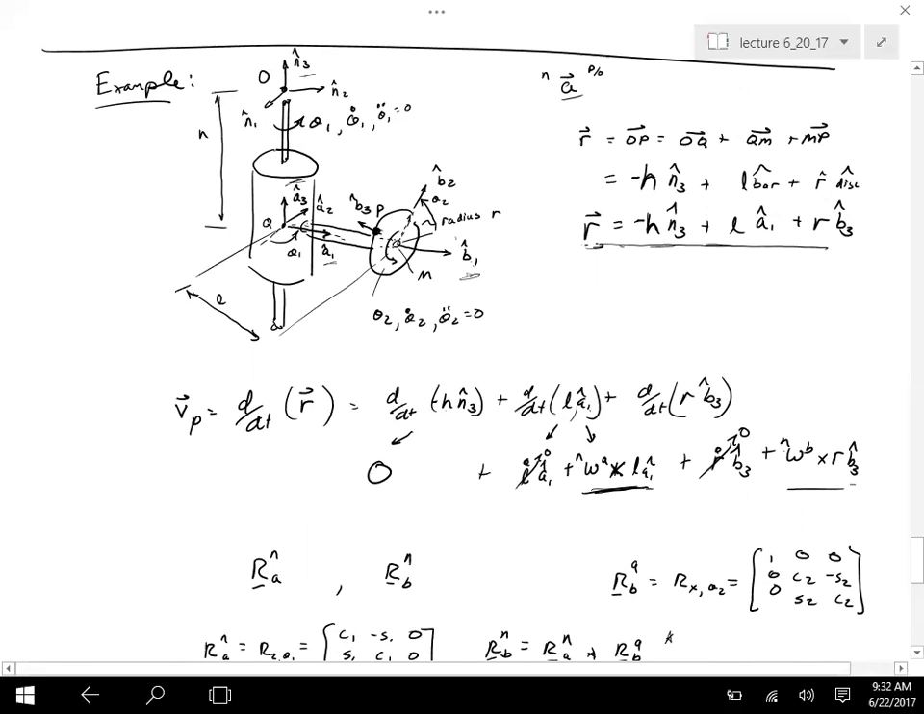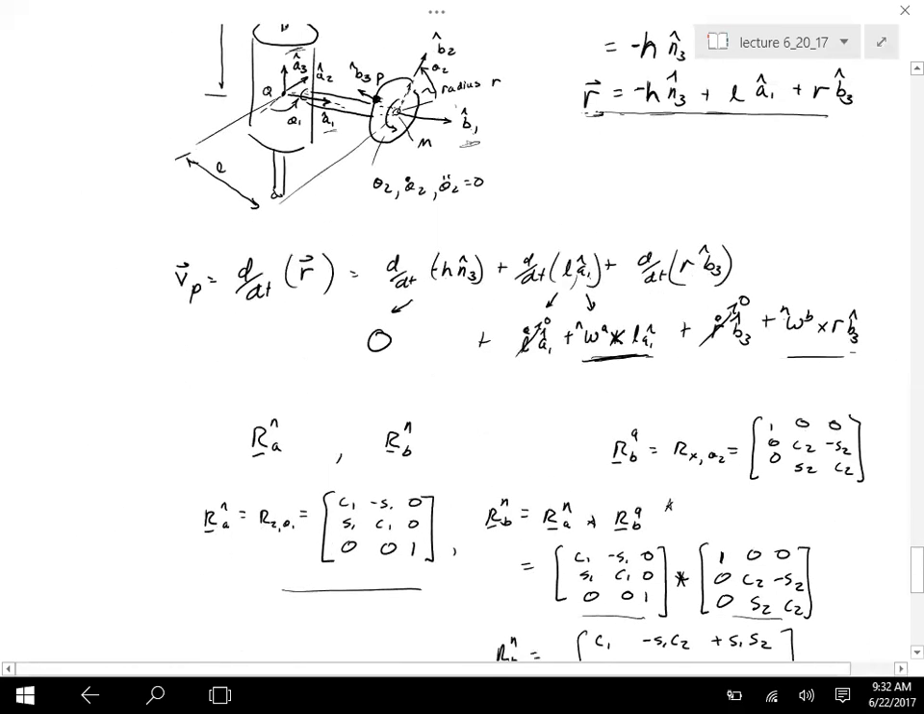I'm going to jump back up to my initial equation to make it uniform. Okay, so I'm going to jump back up here.